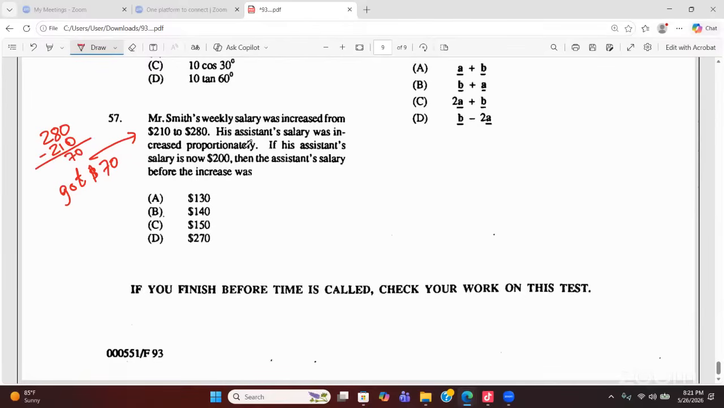But there's a relationship. We can see it. It says his assistant's salary increased proportionally. This is the big word, which means the same way in which you manipulate the 210, you're going to manipulate the assistant's. But they're not saying it's 70, no, proportionally, which means that, watch this, if the assistant ends up with 200, what was it increased by? The assistant's salary before it increased was what? So let me show you something. Think about this.